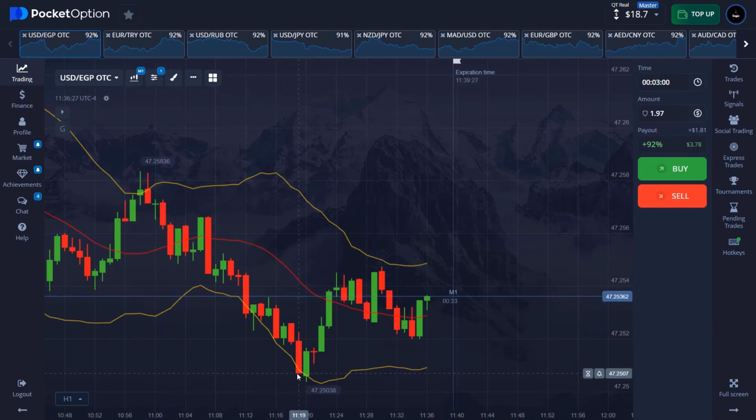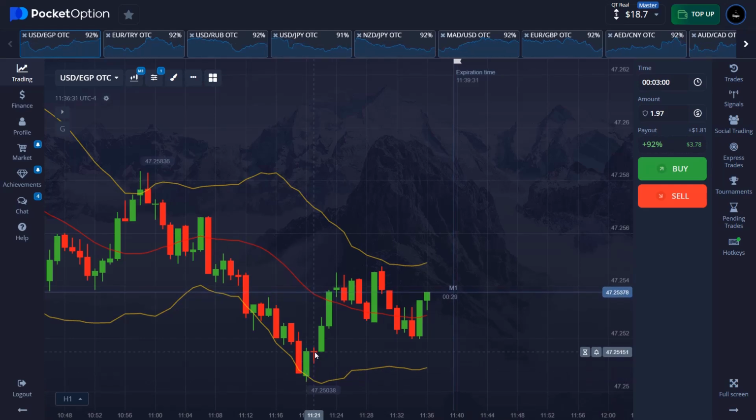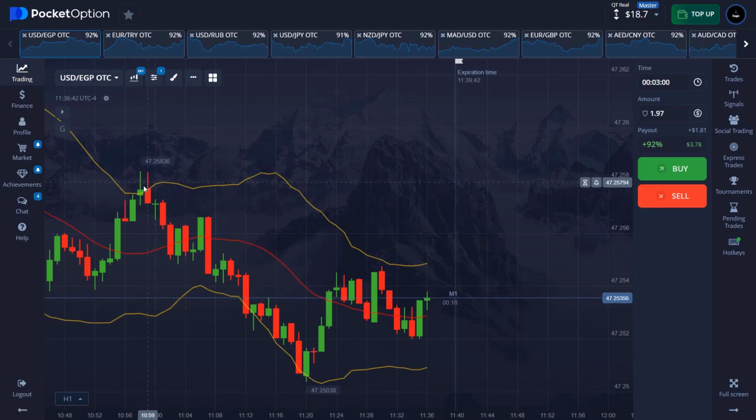Same thing down here. So this green one stopped at the band. Red reversal, even though it was a doji candle. 3 minutes up. Actually, in this case, if you followed that candle, you would have taken a down trade. But basically, the candle that closes at the band, you're going to go the opposite direction.